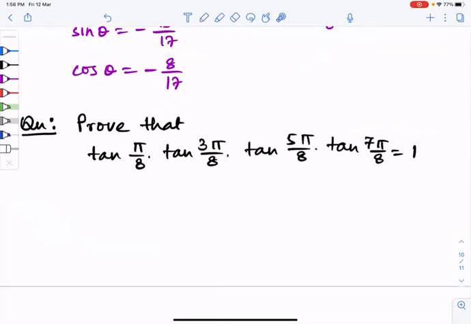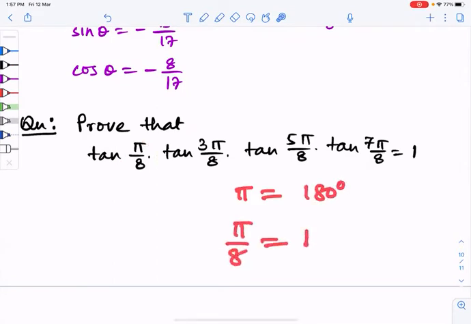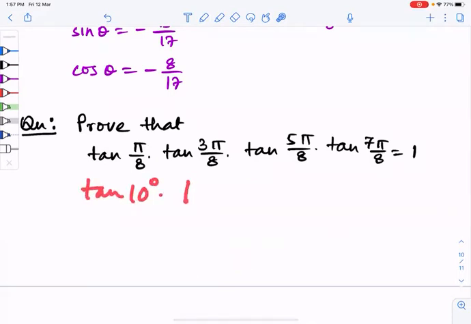I have already told you how to convert this angle into degrees. We know that pi is equal to 180 degrees. So pi by 8 will be 22.5 degrees. Okay, so we will get tan of those angles multiplied together, and then you can solve. Here I am going to show you how to solve it without converting into degrees.